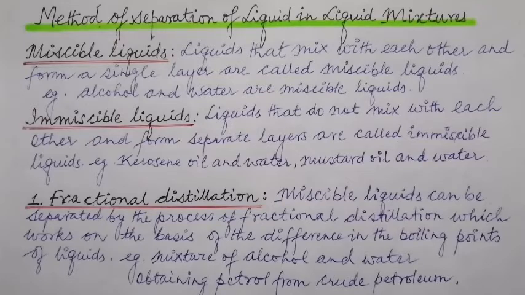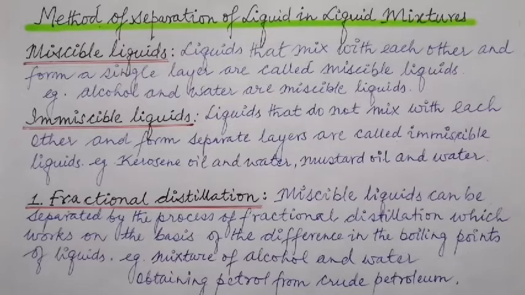Immiscible liquids are liquids that do not mix with each other and form separate layers. For example, kerosene oil and water, mustard oil and water. You see, when you pour mustard oil in a container of water, there is a distinct line between oil and water. The layers are distinct and it is immiscible.